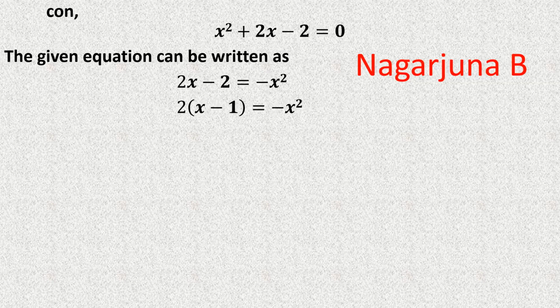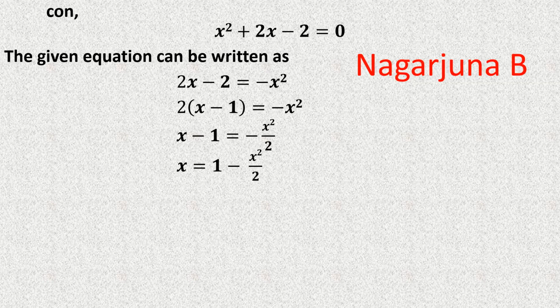Now divide both sides by 2, then it will be x minus 1 is equal to minus x square by 2. Then we can write x is equal to 1 minus x square by 2, because x minus 1 is there, so minus 1 when it is taken to the other side it becomes plus 1. So minus 1 we are taking to the right hand side of the equation, therefore x is equal to 1 minus x square by 2.